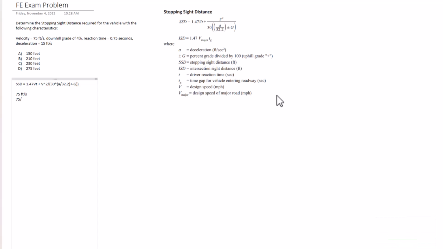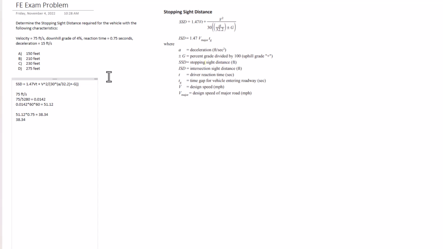We go 75 divided by 5,280. That equals 0.0142, times 60 times 60 equals 51.12 miles per hour. So we're going to use that for our first term, times it by t, which is the driver reaction time. We're going to go with 0.75 seconds in this case. And now I'm going to get the answer for that. So that's going to equal 38.34.